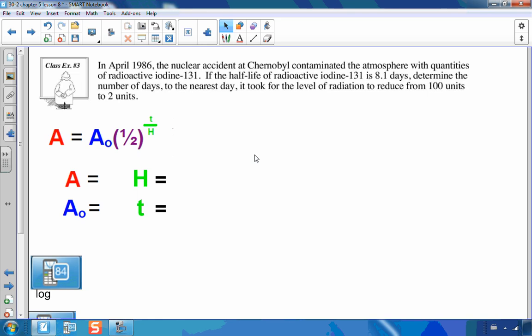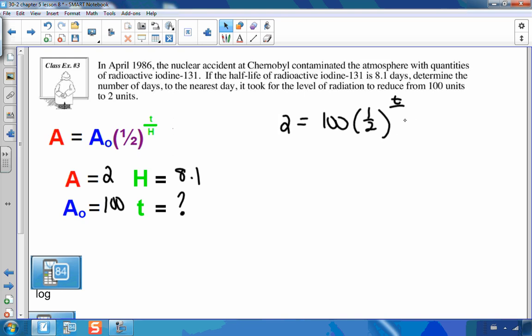We have the nuclear accident at Chernobyl, and we're looking at how much radioactive iodine is remaining. The half-life of radioactive iodine is 8.1 days, which is your half-life here. We want to determine the number of days, which we don't know, it took for the level of radiation to reduce from 100 units to just 2. Applying that into our formula, 2 equals 100 times 1/2 to the t over h.